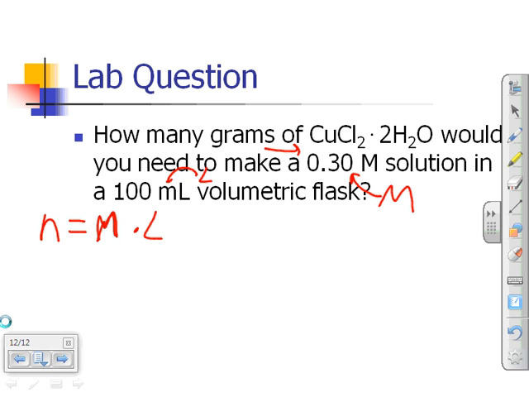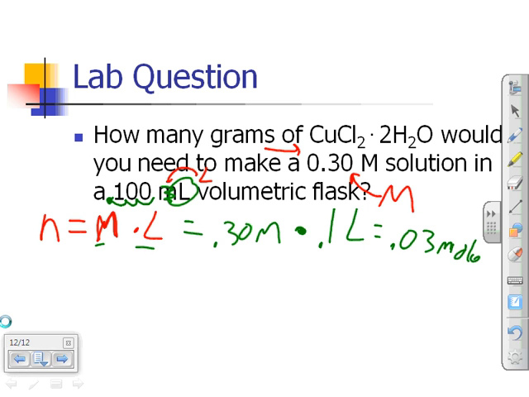We need to change this milliliters into liters. 3 places to the left will give us liters for our units. We can plug these numbers in. Our molarity times liters, we know molarity is 0.30 molar. We know our volume is 0.1 liters. When we do that calculation, we get 0.03 moles of our copper 2 chloride dihydrate. We don't need moles.